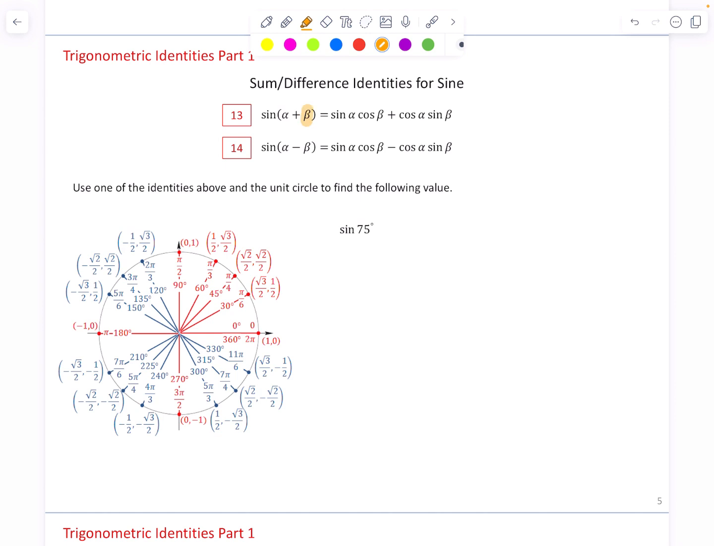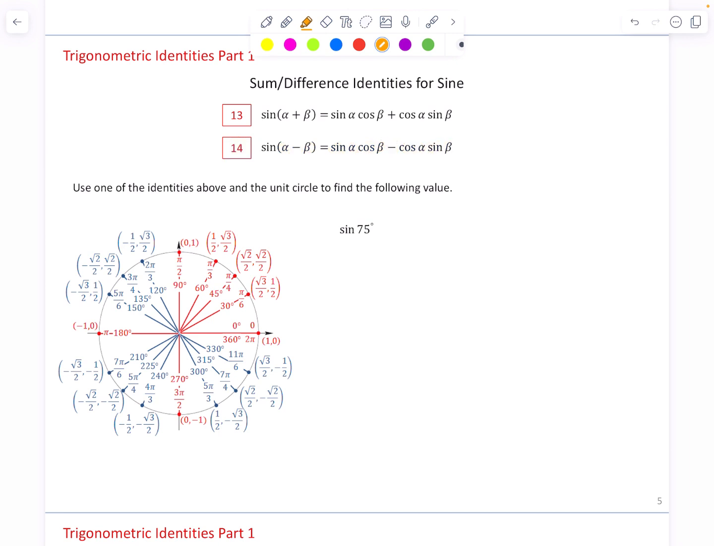And if you replace the betas with negative betas, then alpha plus negative beta just becomes alpha minus beta. The cosine of negative beta is just cosine of beta because cosine is an even function. And the sine of negative beta is the negative sine of beta because sine is an odd function, which is why we go from addition to subtraction here. And that gives us identity 14. The sine of alpha minus beta is the sine of alpha times the cosine of beta minus, and that matches the minus there, cosine of alpha times sine beta.